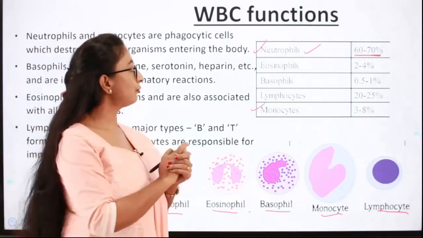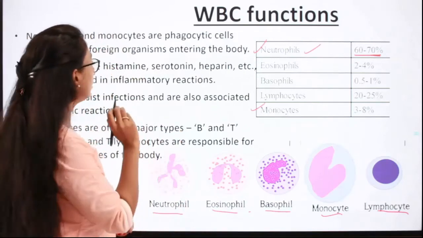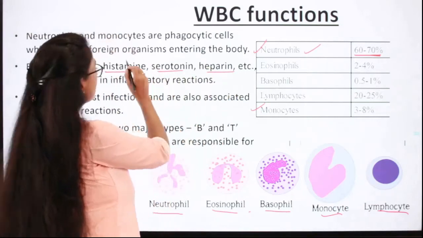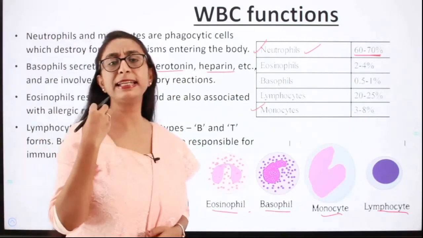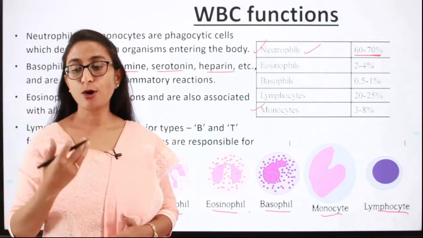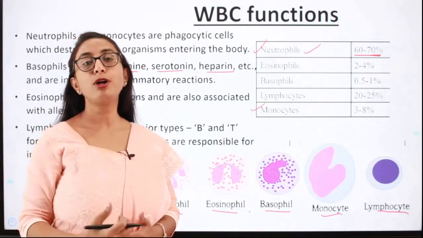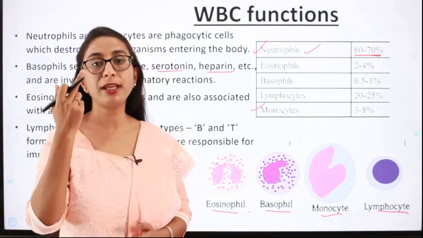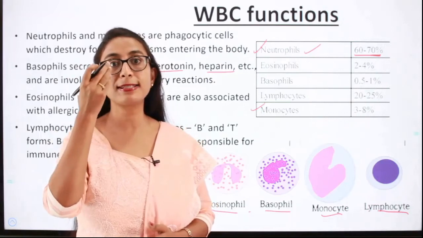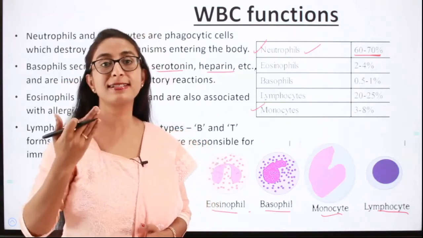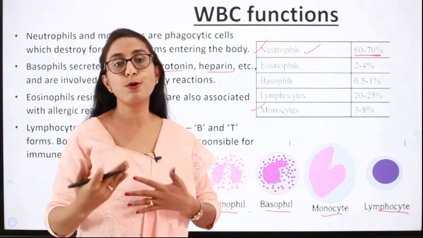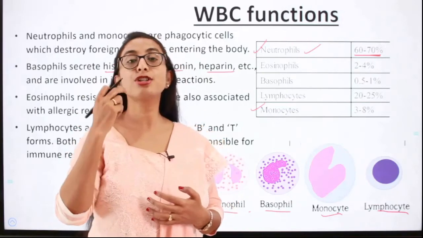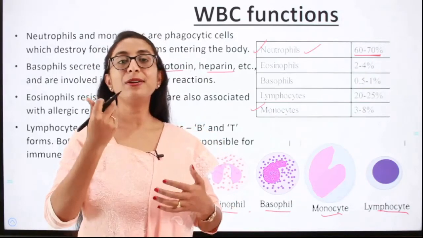Next come the basophils. Basophils secrete histamine, serotonin and heparin. Histamine, serotonin and heparin are all involved in inflammatory responses. Whenever any foreign particle tries to enter into your body, say some particle is entering into your eyes, automatically your eyes start producing tears, isn't it? That is the immediate response of the body towards the particle which is trying to enter into your body. Even the tears contain histamine. Similarly, you can find many such reactions.